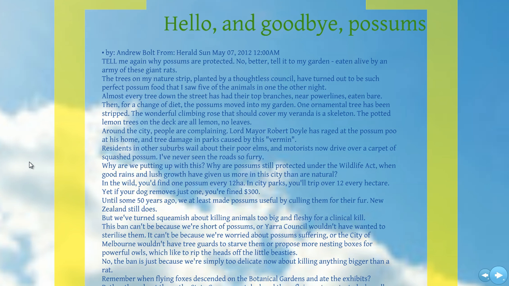He's very much about giving people the right to protect their own property and their own gardens against these creatures which he sees as vermin. Okay, his style is very personal, very informal, conversational, and there's some kind of colloquial language there as well. That kind of chatty, more engaging style.